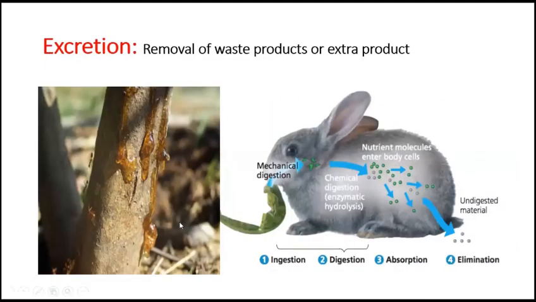The last characteristic is excretion. Excretion is removal of waste products or toxins from a living body. So all living organisms undergo multiple chemical reactions in their bodies, and as a result of those chemical reactions, a large number of waste products or toxins are produced. For the survival of a living body, it is important that those waste products or toxins are eliminated from a living body.